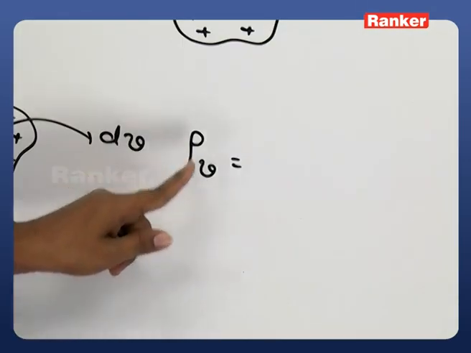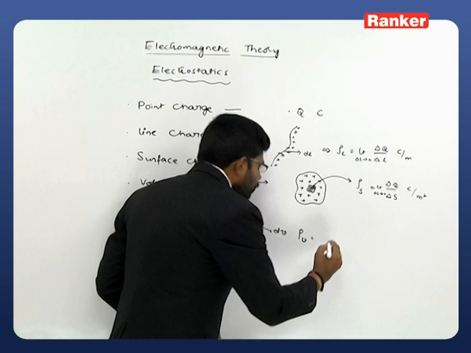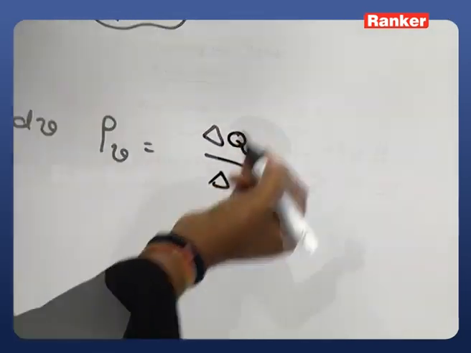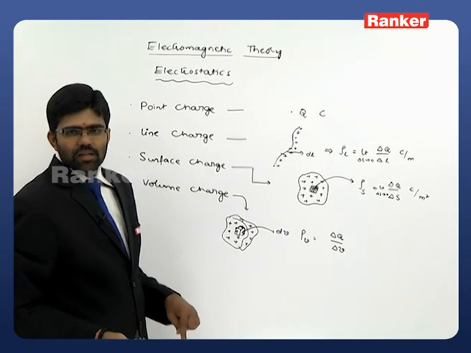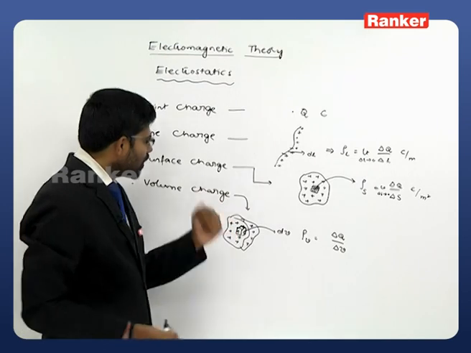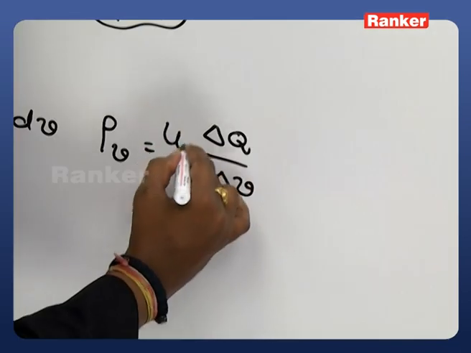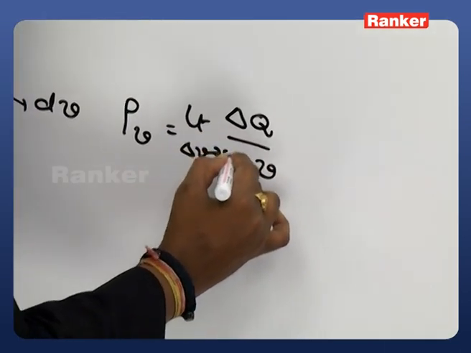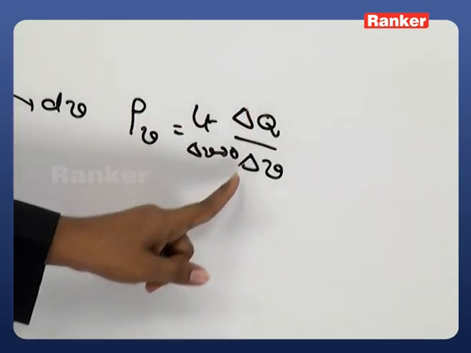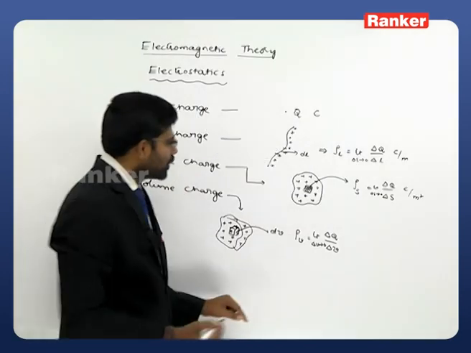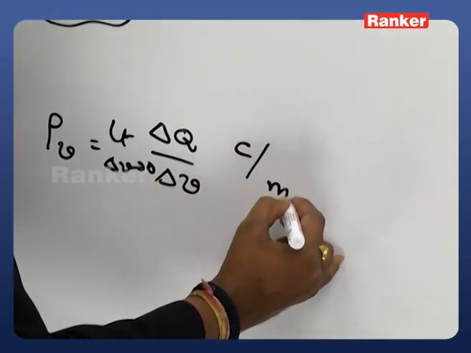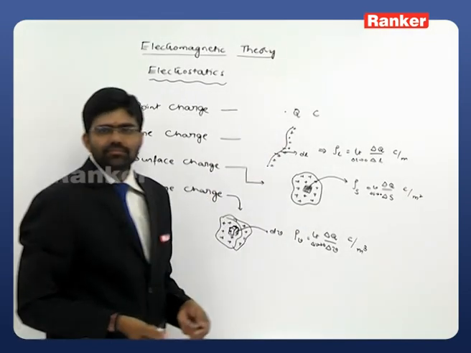Volume charge density rho v. So rho v is equal to the amount of charge we have per given differential volume. This differential volume is an infinitesimal volume that we are considering. Since it is an infinitesimal volume, take the limit delta v tends to 0. So the volume charge density is the limit as delta v tends to 0 of delta q by delta v. Right? Now what are the units here? Charge units are coulomb. The volume units are meter cube.